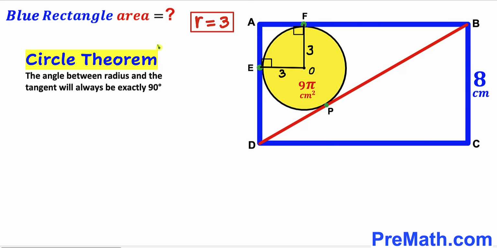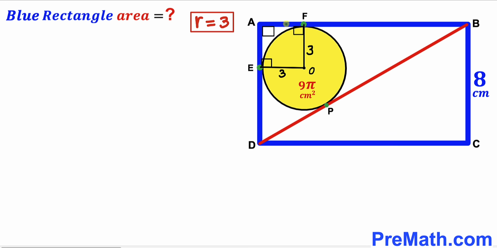Now let's recall the circle theorem. According to this theorem, the angle between the radius and the tangent line will always be exactly 90 degrees. So no wonder this angle has got to be a 90 degree angle, and likewise this angle is going to be 90 degrees as well, since these are our radii and these are our tangent lines. And furthermore, this angle has got to be 90 degrees as well, since we are dealing with this blue rectangle ABCD.